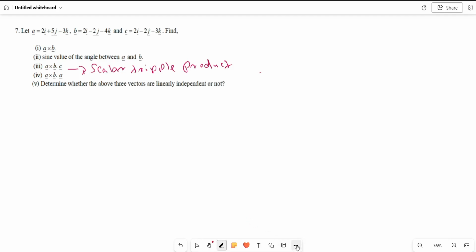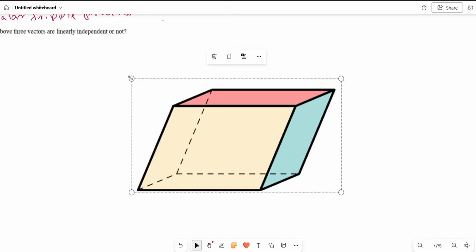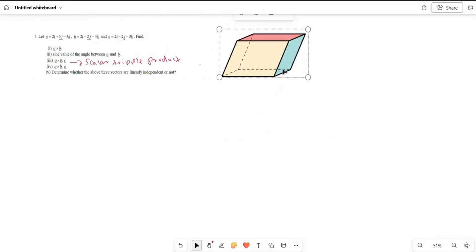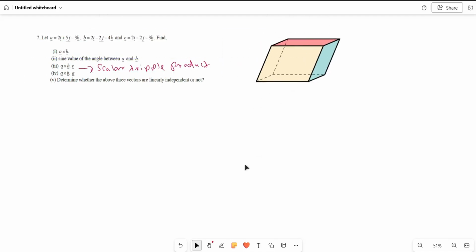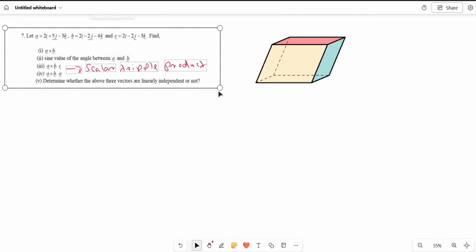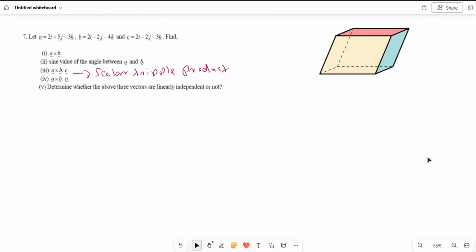To understand that, I will show you what this parallelepiped is. I can draw a diagram of the parallelepiped. So this is the parallelepiped. You can have this type of diagram. We'll enlarge this a little bit and put the parallelepiped here. I think now it is clear. So the scalar triple product means you are getting the volume of this parallelepiped.